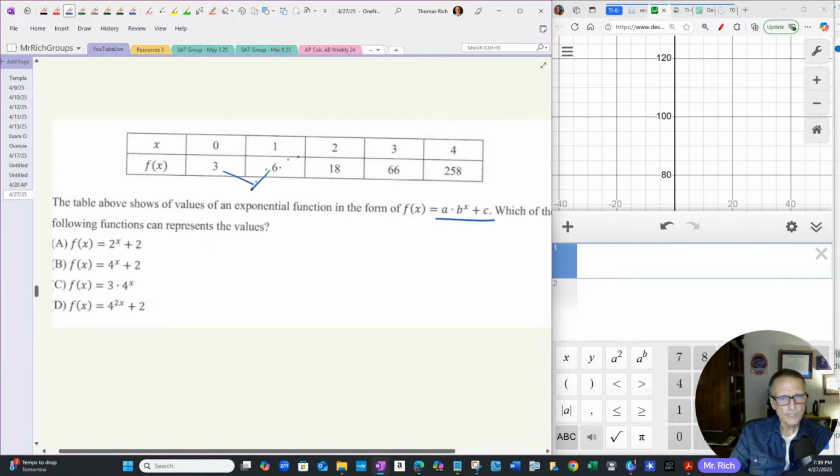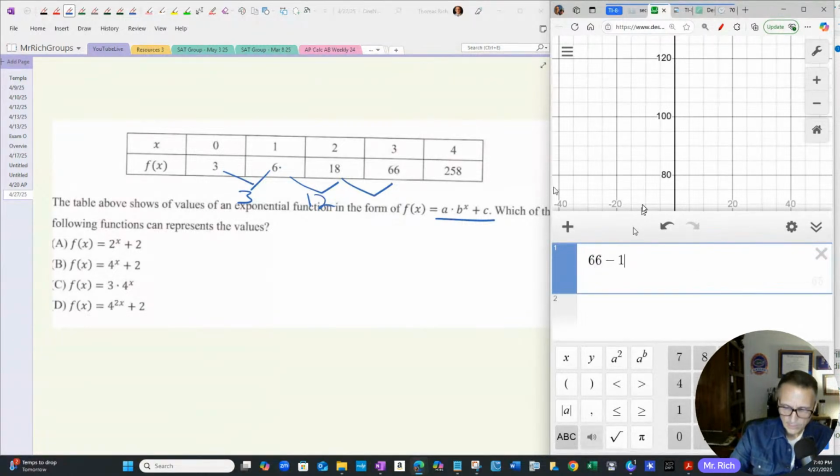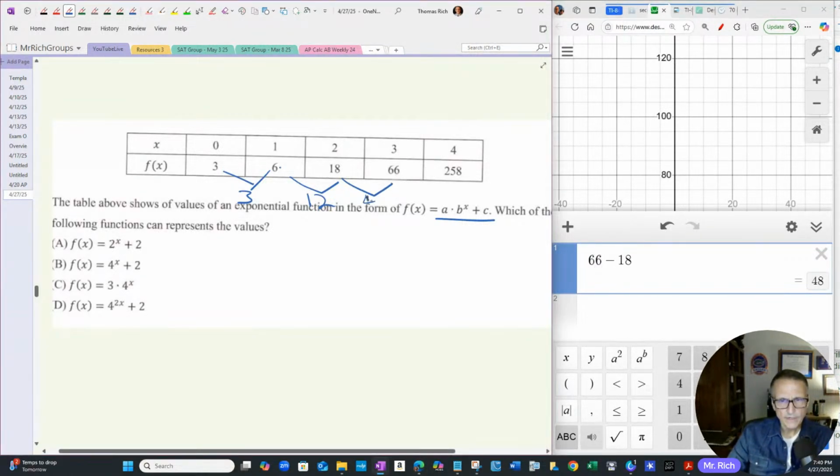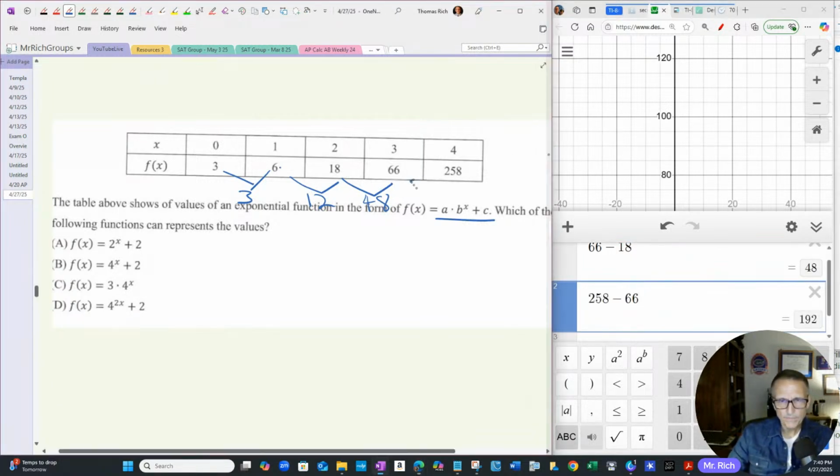However, if you look at the first level differences, that's an increase in 3. That is an increase in 12. 66 minus 18, that's an increase in 48. You see what's happening here. And 258 minus 66 is 192. And what you see now, you do see the common ratio. 12 divided by 3 is 4. 48 divided by 12 is 4. So I see a common ratio of 4.